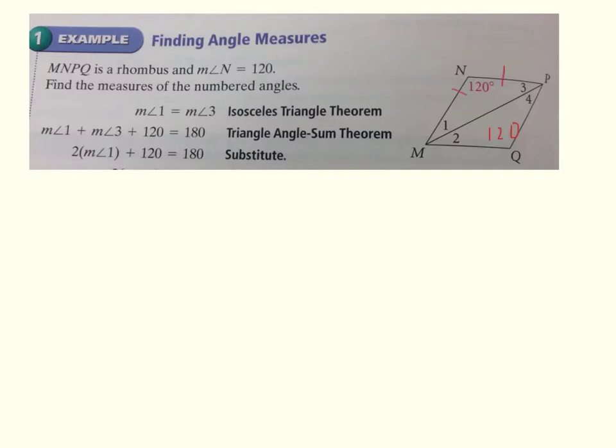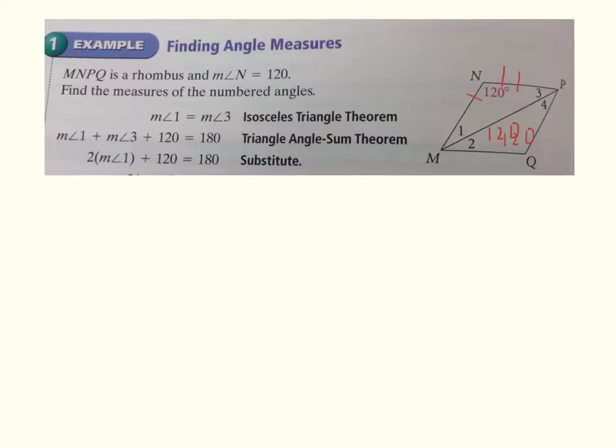So we know the top and the bottom triangles both have to be isosceles triangles. And since they're isosceles triangles, base angles of an isosceles triangle are congruent. So 1 and 3 have to be equal to each other, just like 2 and 4 do. And they have to add up to 60. So they are all 30-degree angles.